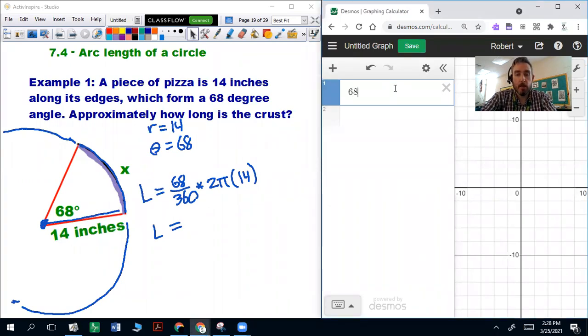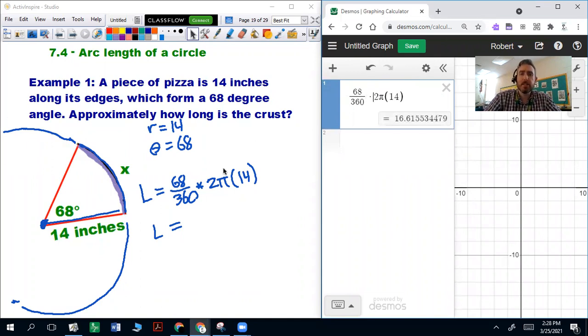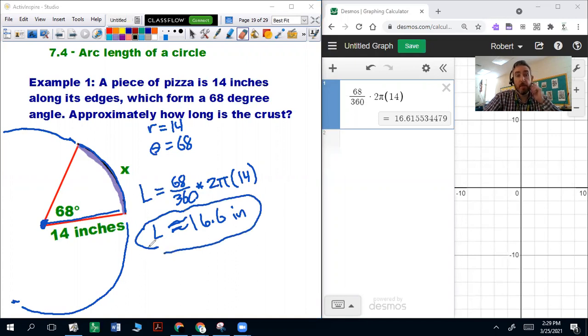So 68 over 360. And then right arrow and go multiply by 2 pi and 14. So let me put that multiplication there. I don't think that changes it. Yeah, so it's about 16.61 inches long. So I'll say 16.6 inches. So the length is 16.6 inches, approximately. I'll put a little approximate symbol because it is rounded, but that'll be good enough for our slice of pizza. Big piece of pizza, right?